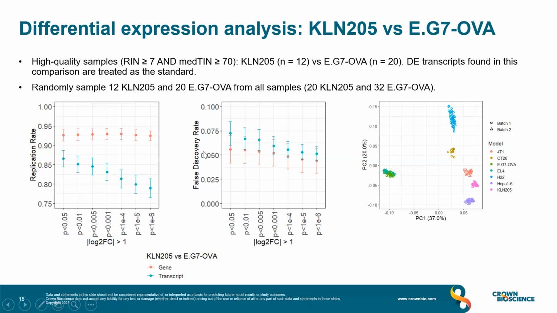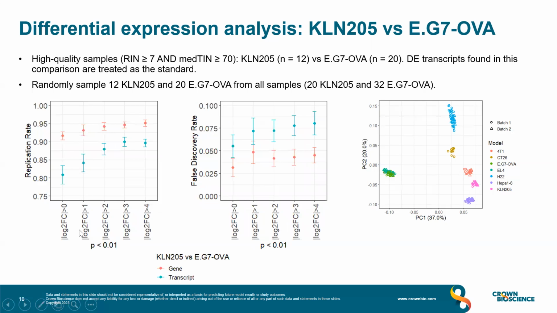And just as expected, we see that the gene-level analysis represented by these red data points always shows higher replication rate than the transcript-level analysis represented by these blue data points, and also lower false discovery rates, supporting the idea that gene-level analysis is more robust. And we also found that this is true when we vary the cutoffs for differentially expressed genes, both in terms of the adjusted p-values and in terms of the absolute log2 fold change.